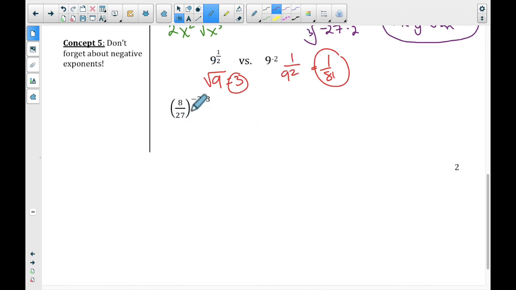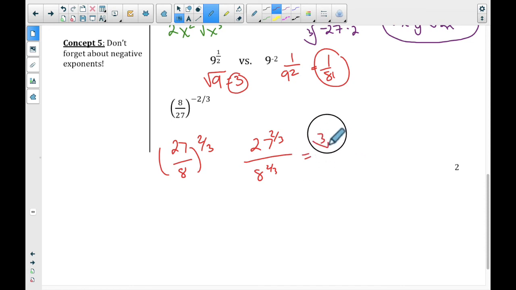Okay, how about if we have a negative fraction? Ugh. Well, for the negative, if you remember, we have to turn it upside down. So that takes care of the negative. Then that 2/3 power can go on both. So this can be 27 to the 2/3 over 8 to the 2/3. Okay, well, what does that mean? Well, that means the cube root of 27 squared, and this means the cube root of 8 squared.